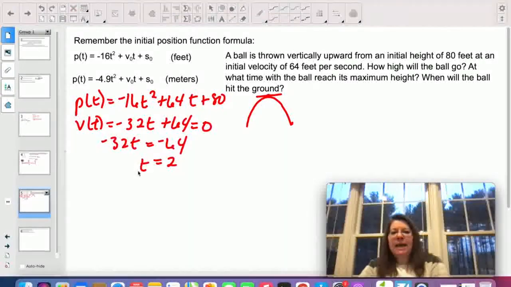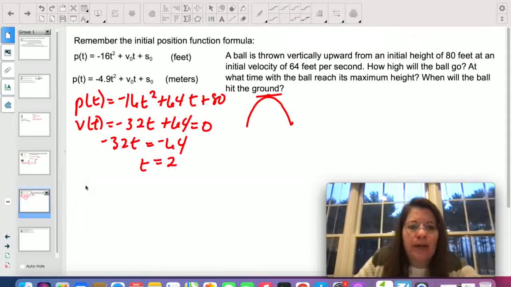So at time t equals 2, the velocity is 0, and that's where this thing will reach its maximum height. So when it says how high will the ball go, we just need to figure out what is the position of this function at t equals 2. That's when the velocity is 0, which is where it's at its highest point. And so that's the time we plug into the position function to find out how high, or its position, at that moment in time. So we're finding p of 2.